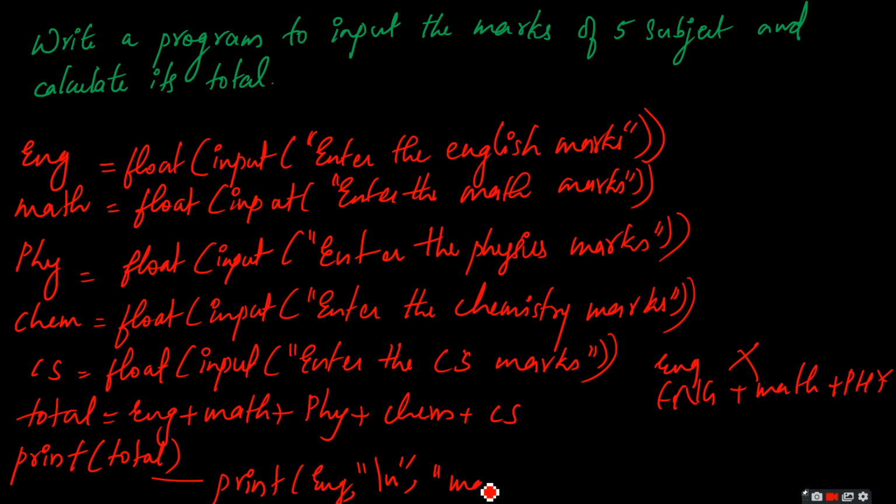Then we can give math comma, math is not having double quotes, okay. Then /n, again comma, then physics comma, /n should be in double quotes, then chemistry, then /n, then CS. In this way we can display the marks also. So before the total or after the total we can display the marks that are entered by the user.